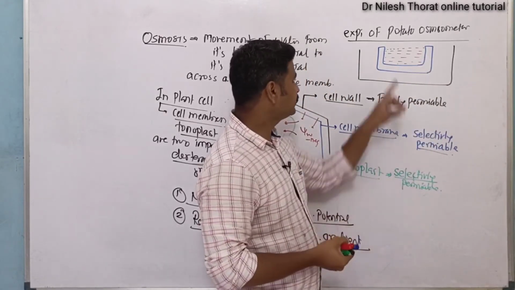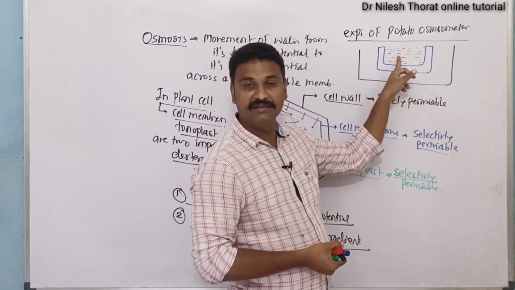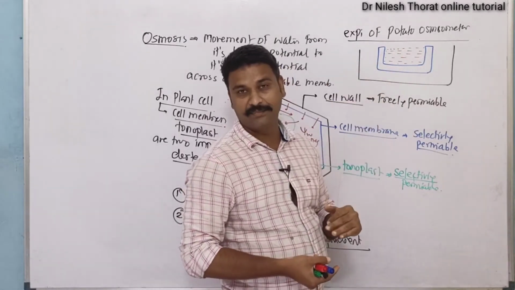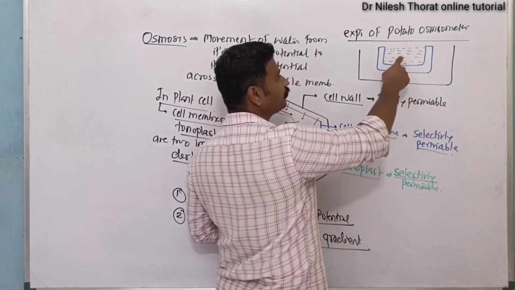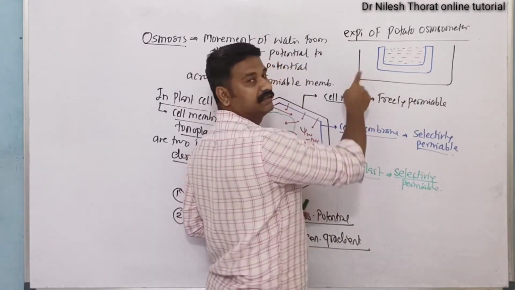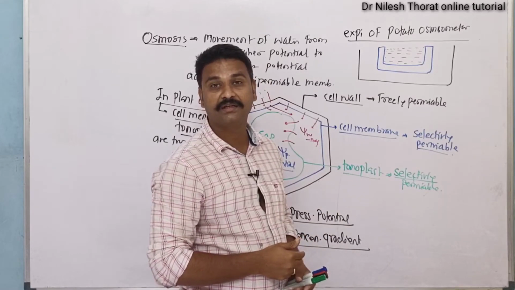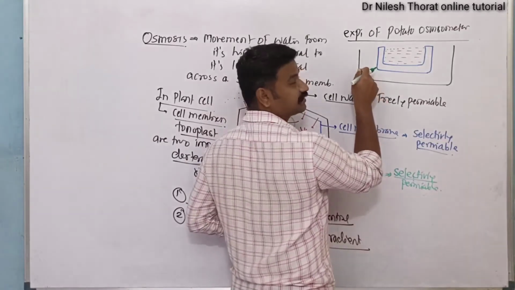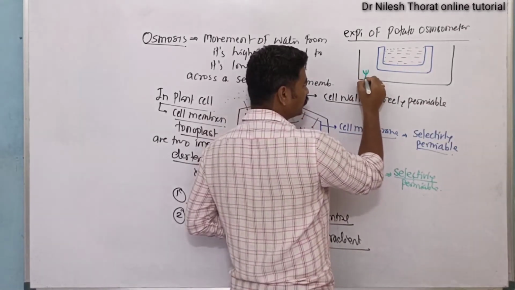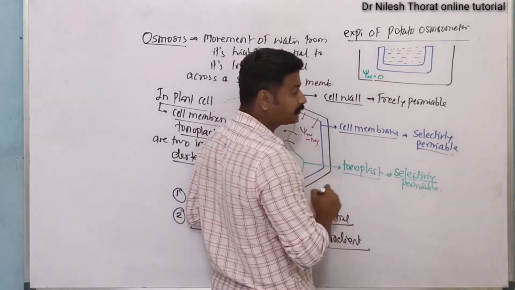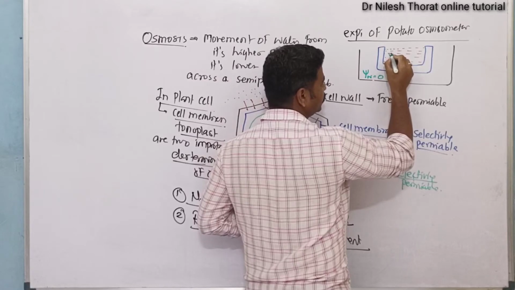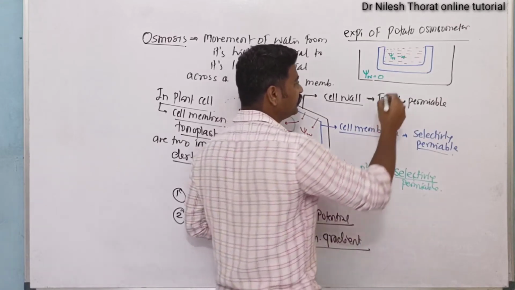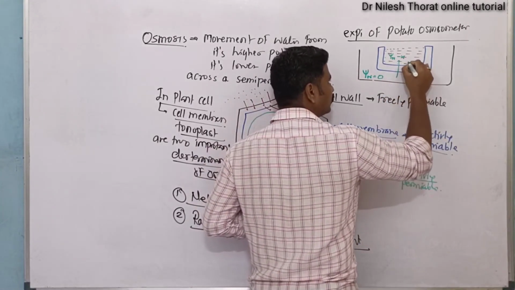So as this is a concentrated sugar solution, that means this solution has more solute. The more solute there is, the lesser the water potential. So here the water potential is less, and outside there is pure water, so the water potential will be more. Naturally in this condition the water will move from higher water potential. Here the water potential is 0, that is higher, and here the water potential is negative.